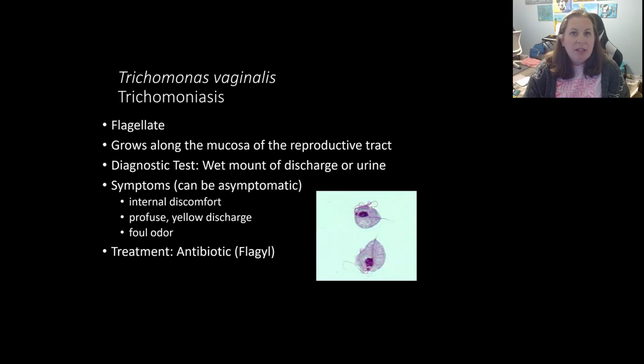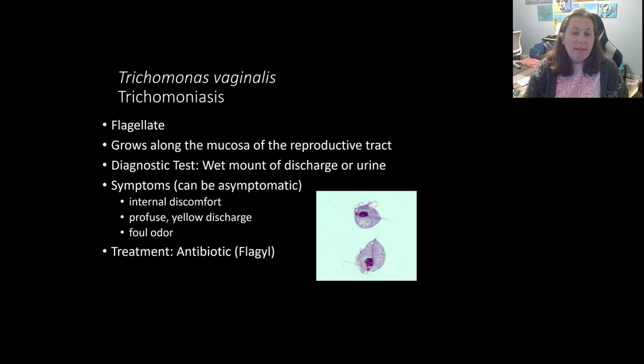So the next one we want to talk about is trichomoniasis. This is a protozoa and it is flagellated, so it can swim. It has those tails. It grows along the mucosa of the reproductive tract. The main diagnostic test here would be a wet mount of the discharge or urine. Symptoms a lot of times are going to be asymptomatic.